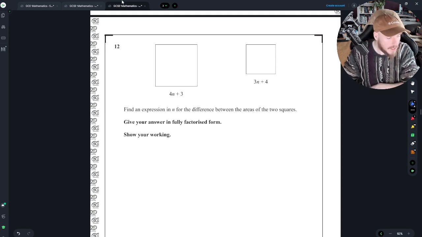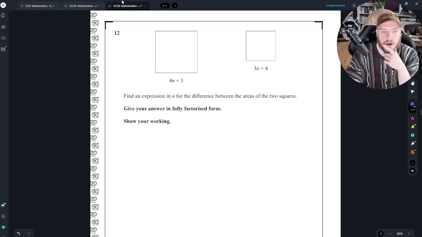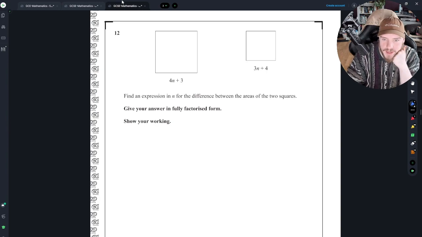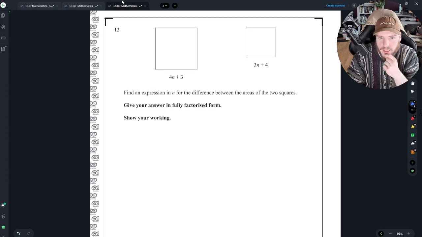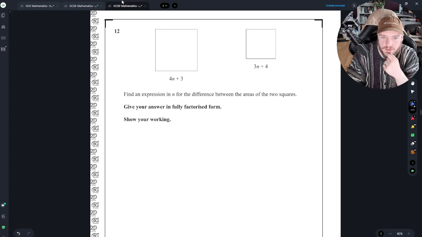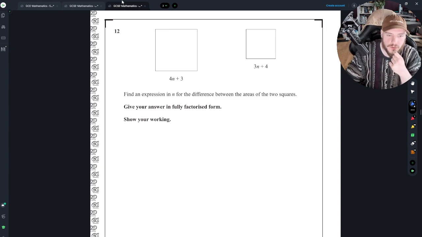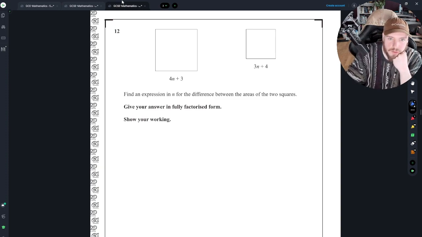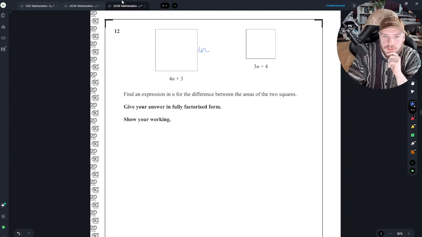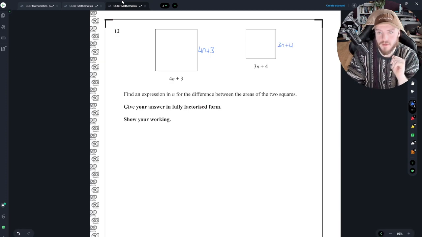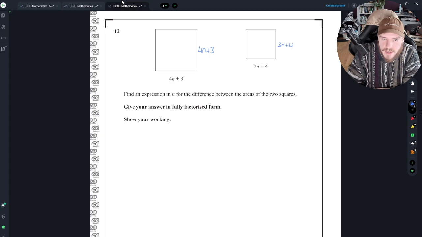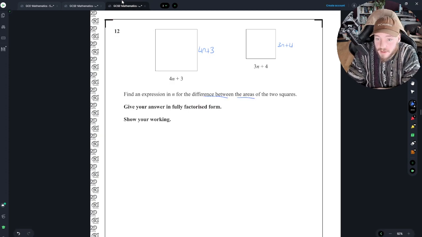So let's take a look through at our next question here. Find an expression in n for the difference between the two areas of the squares. So squares have the same lengths. All the lengths are the same. Now find an expression for the difference between the areas. Difference generally means we're taking away.